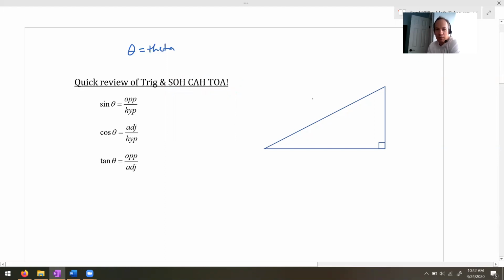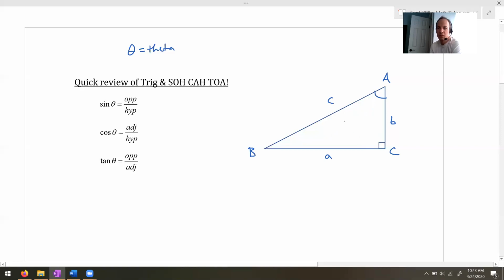So SOH CAH TOA, what that means here is if you've got a triangle, and the labeling scheme for triangles is generally something like this. A, B, C. Capital letters go on the vertices, smaller letters go on the sides opposite to them. So if A is all the way up here, all the way opposite from that, I'm going to call this little a. B is over here, all the way opposite from that is little b, and then little c is over here.